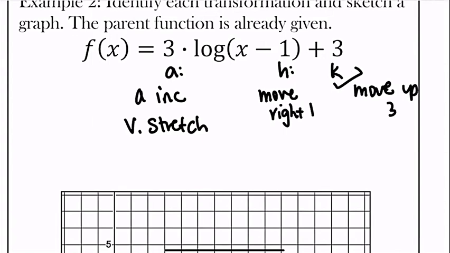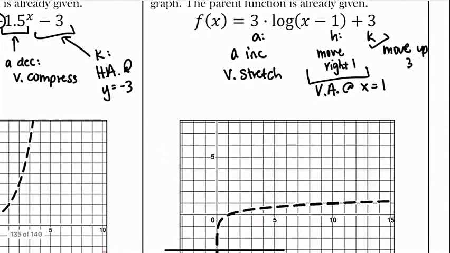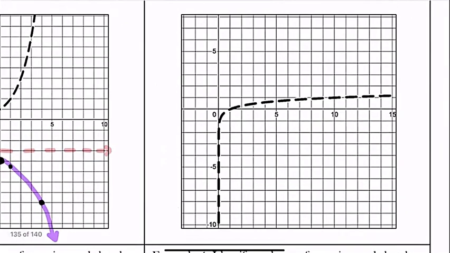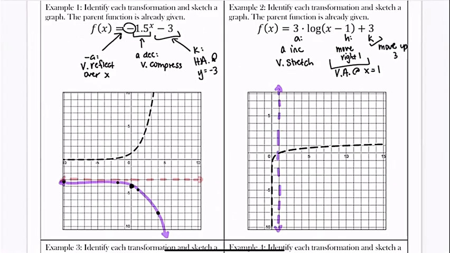And the last thing I want to do here is write down my vertical asymptote. I get my vertical asymptote from H. That's going to give us our vertical asymptote at x equals whatever number H is, 1. So let's go ahead and put that on there. I'm going to do that first. There we go. Perfect. And based on what I'm seeing, it says it's going to move right 1. So I'm going to go this way 1. It says it's going to go up 3. And it's going to be stretched by a factor of 3. So I think it's going to look something like that.